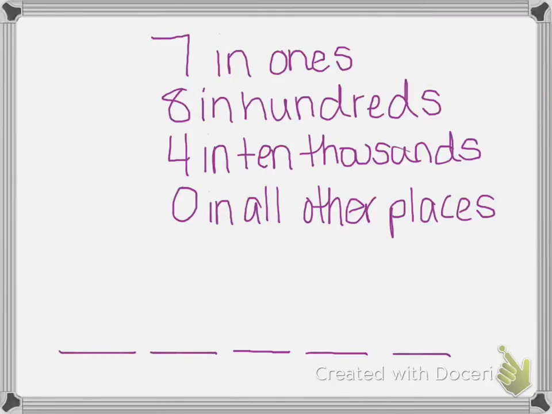Number 6 says write a 5-digit number that has a 7 in the ones place, an 8 in the hundreds place, a 4 in the 10,000s place, and a 0 in all other places. So here's ones, tens, hundreds, thousands, 10,000s. So 7 in the ones place, 8 in the hundreds place, a 4 in the 10,000s place, and a 0 in all other places. So your answer is 40,807.